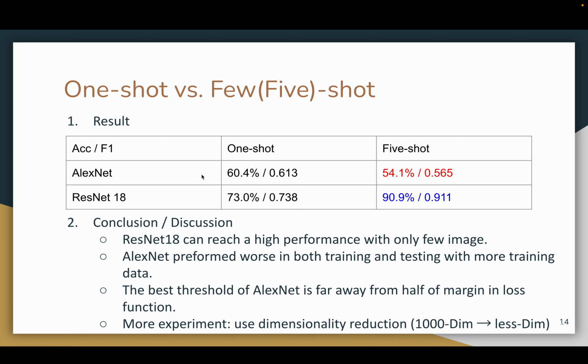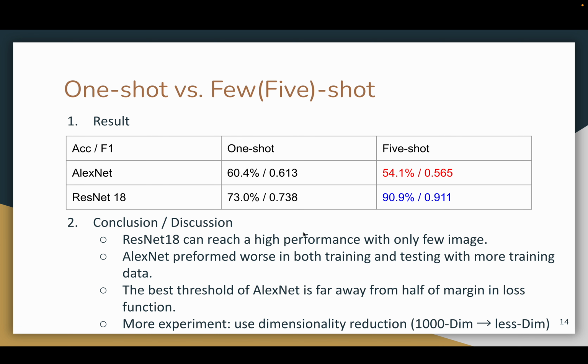Okay, here is our result. From the result, we make the following conclusion and discussion. First, ResNet 18 can reach a high performance, which is near the normal ResNet 18, with only a few images. And second, AlexNet performs worse in both training and testing with more training data. Like here, it only has 54.1% accuracy in 5 shots, but it can reach 60.4% accuracy in 1 shot.